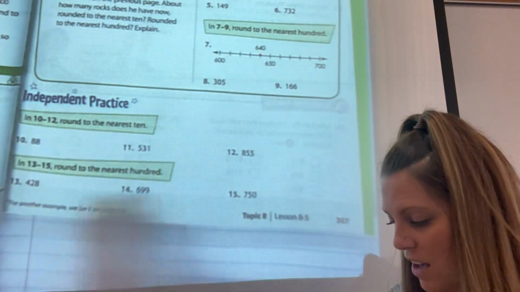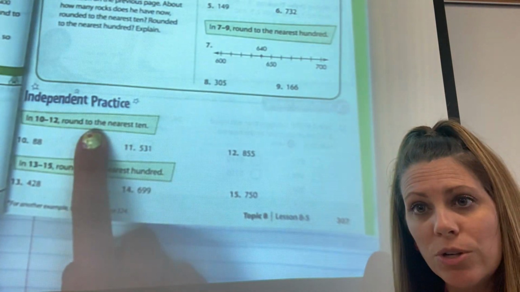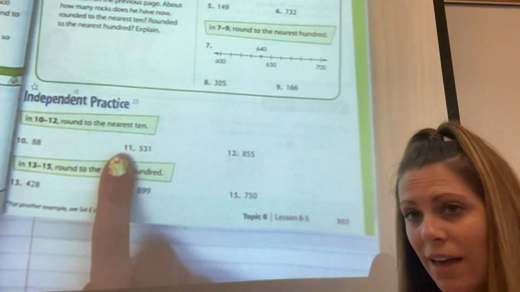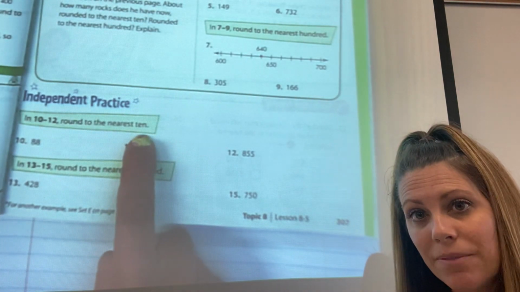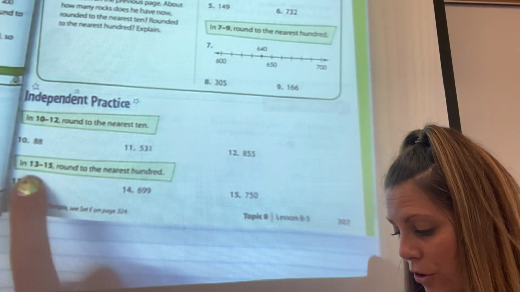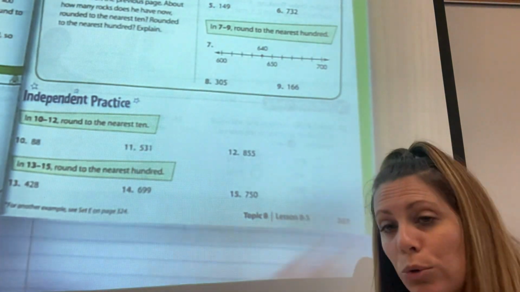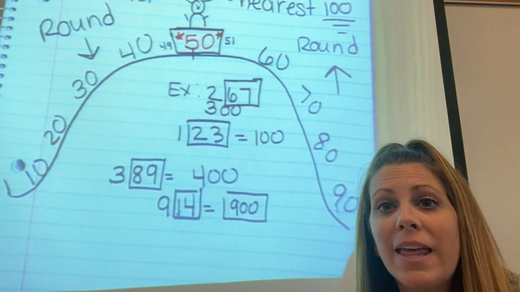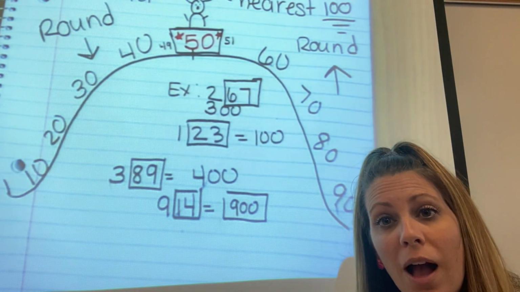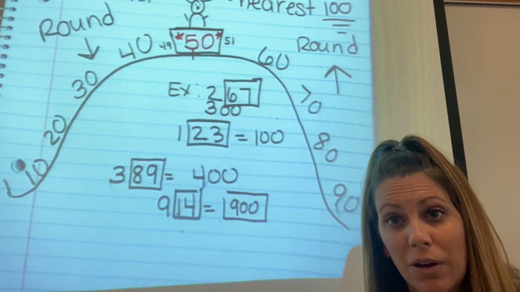They only have 6 problems for you to do. It tells you what they want you to round to. For 10, 11, and 12, they want you to round to the nearest what? 10, okay? And then 13, 14, and 15 to the nearest 100. So use your notebook to help you figure that out. If you feel like you need more practice, then I will have another page listed for you to do, and that will be in your homework practice book, okay?